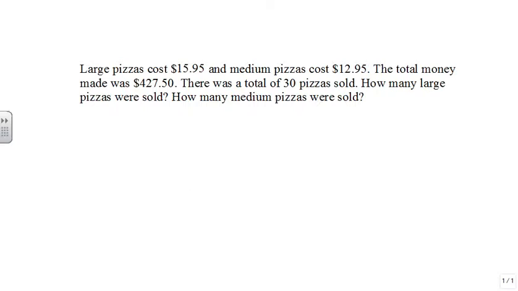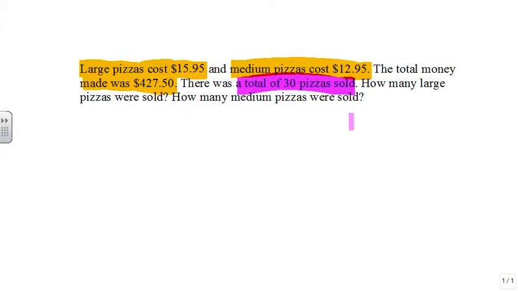Okay, so the first thing you want to do here is underline or highlight the important information. So I know that large pizzas cost $14.95 and medium pizzas cost $12.95, and the total money made was $427.50. The reason I'm highlighting all of these in the same color is because they all have to do with price. Now, there's another thing that says there was a total of 30 pizzas sold. So that's something a little bit different. How many large pizzas were sold and how many medium pizzas were sold?